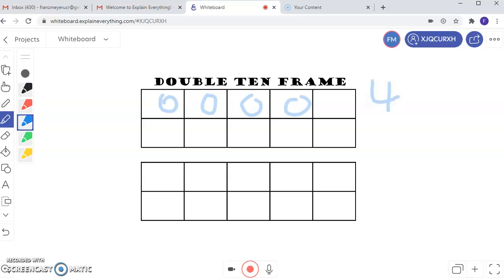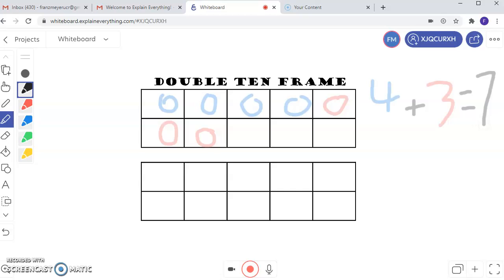Now the next thing I want us to do is put 3 red circles in our 10 frame. 1, 2, 3, and then we'll mark that right over here, okay? Now let's all add those up together. Let's do 4 plus 3 equals 7, right? Very good. So let's put 7 there.